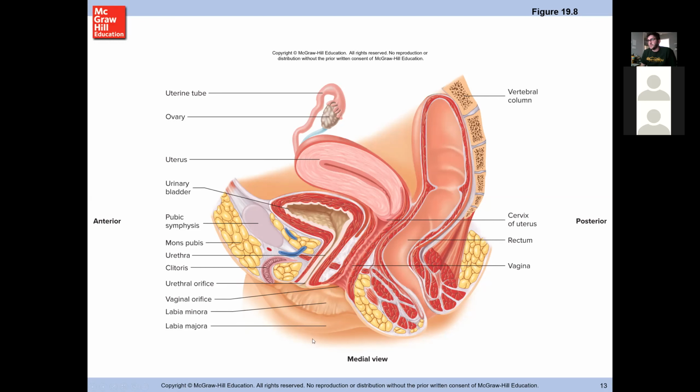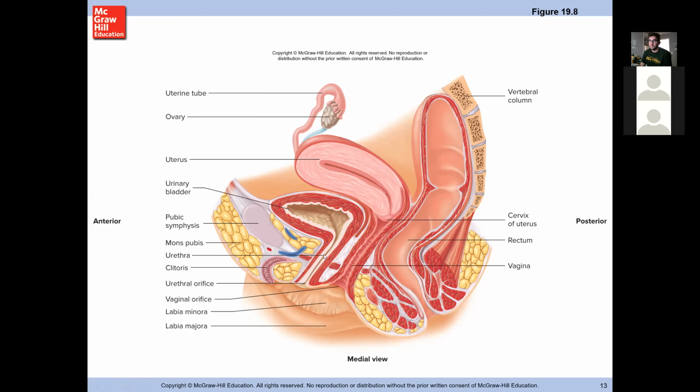Okay, so we'll talk about those in a little bit more detail here in a bit. But then from the vaginal orifice here, just anteriorly to that, we have the urethral opening right here. So this is the urethral orifice that connects directly to the bladder right here. What's interesting about females compared to males is that the urethra is much smaller in females.